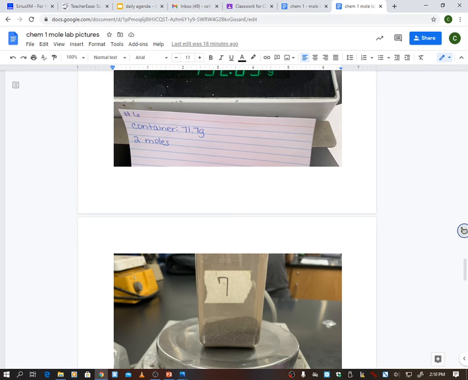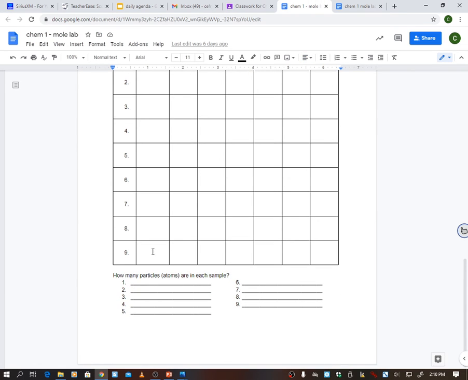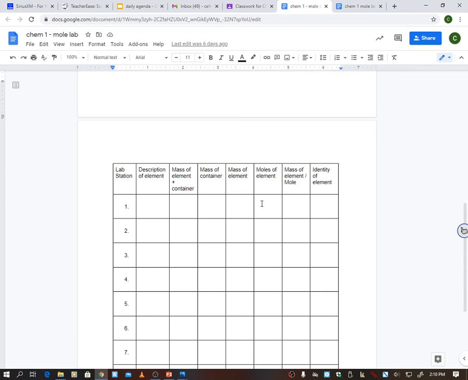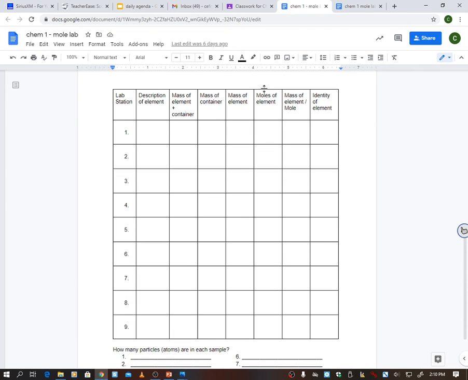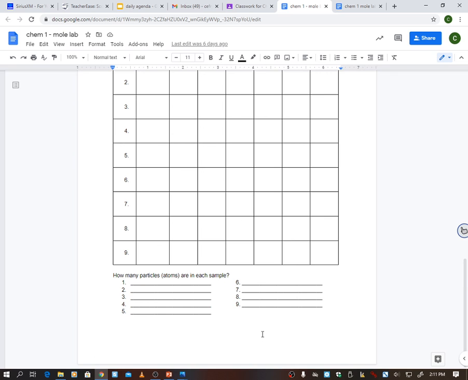So once you get done with that, let's go back to the worksheet. It says how many particles or atoms are in each sample. Well, you're going to do that by, you know how many moles there are. So you literally just need this column, moles of element, to do these on the bottom, right? If I have 1 mole, then I know I have 6.022 times 10 to the 23rd atoms in that bottle. All right, if I only have half a mole, what am I going to do? You guys have to figure that out, okay? So that is it for that one.